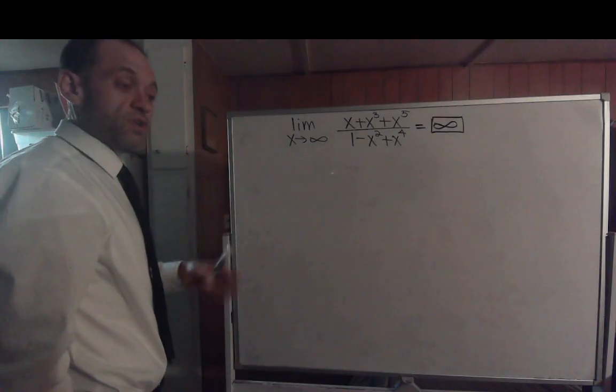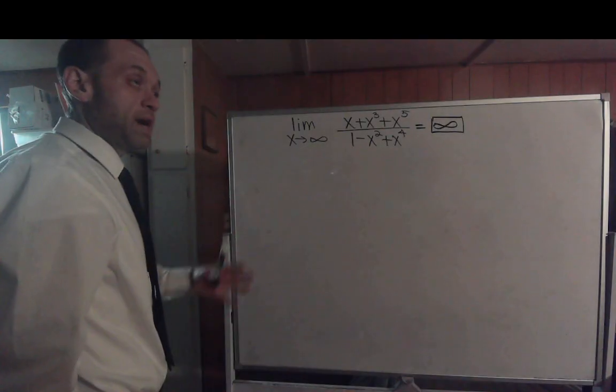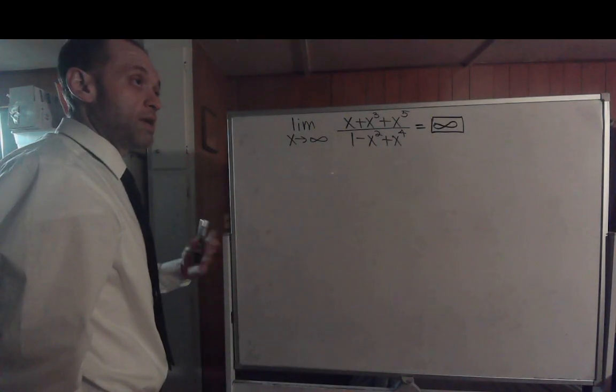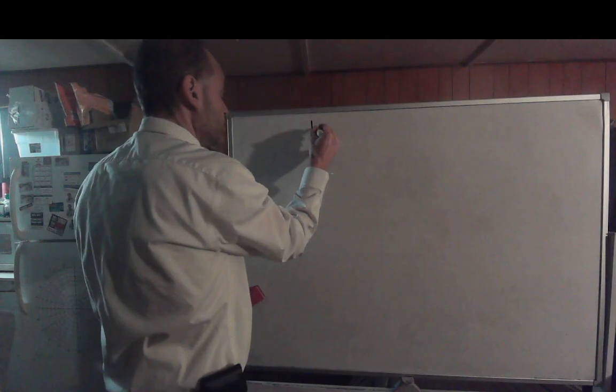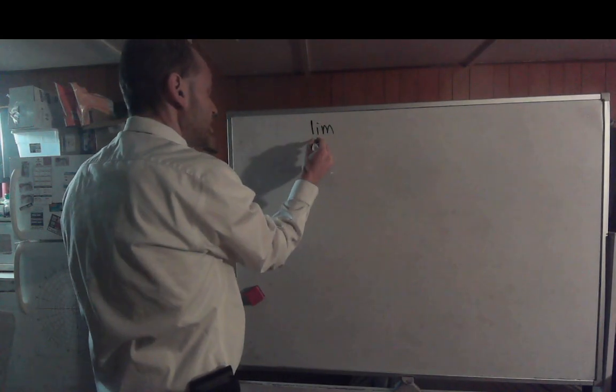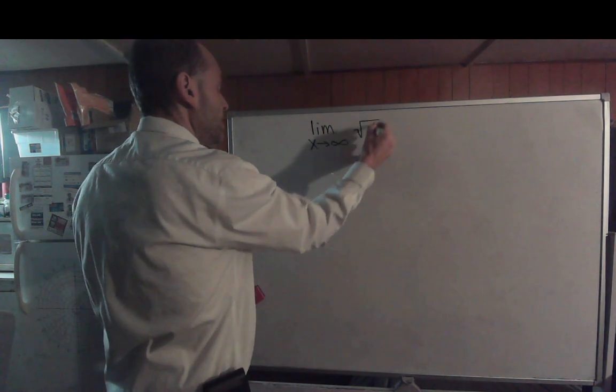Alright, so those are examples of numerator to a higher power than denominator. Now, let's do some other types here. Let's say I give you some radicals. Let's start out real easy on some radical functions. The limit as x approaches infinity of the square root of x.